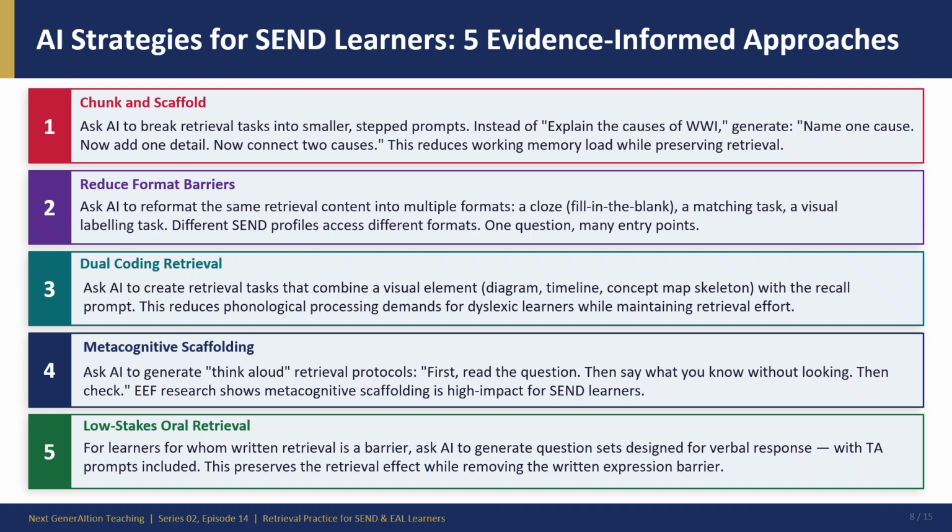Now the practical strategies. We're going to move through 5 AI-supported approaches for SEND learners, and I want to connect each one explicitly to the research. Strategy 1 is trunk and scaffold. Instead of asking AI to generate a standard retrieval question, ask it to break the question into 3 or 4 smaller, stepped prompts. Name 1 cause, add 1 detail, connect 2 causes. This directly reduces working memory load.